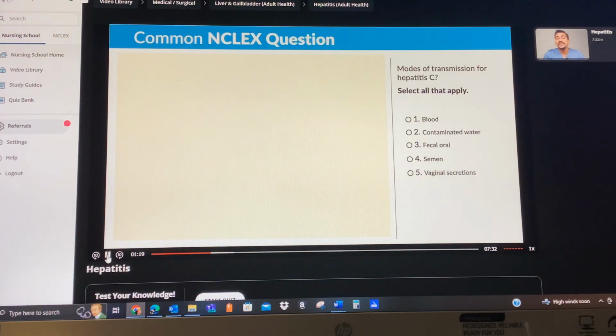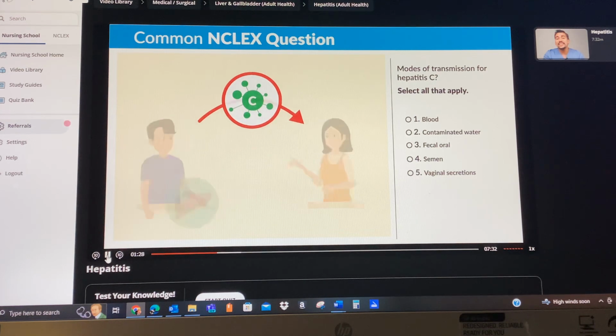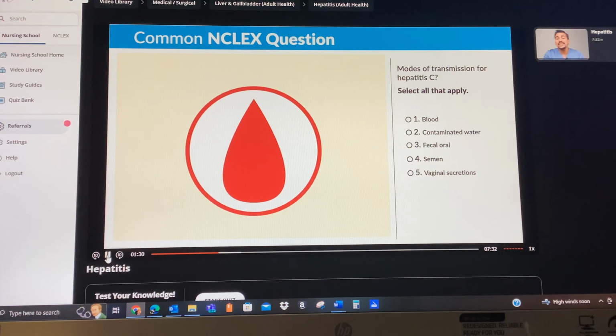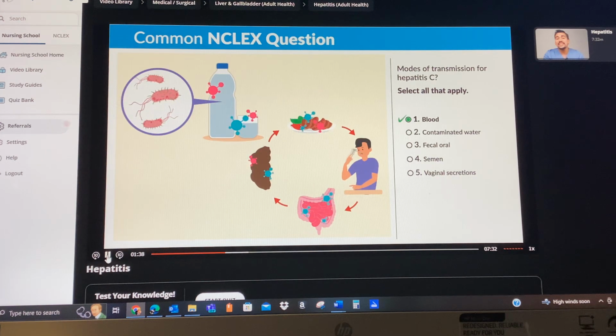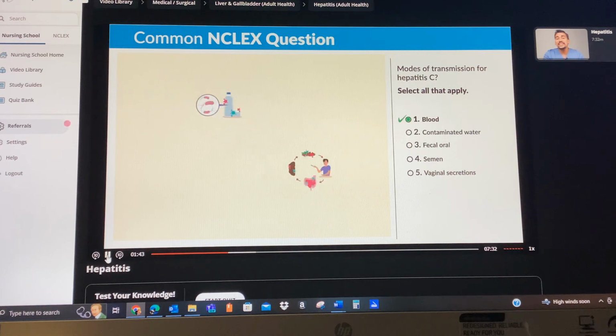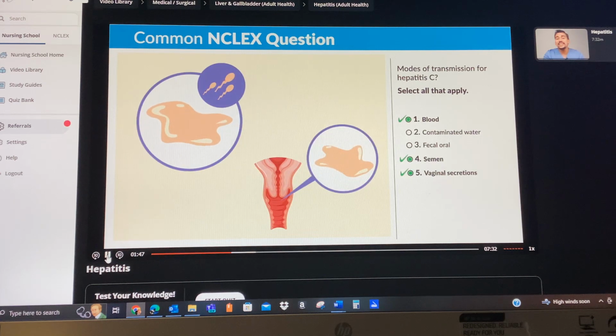So a common NCLEX question talks about modes of transmission for hepatitis C. Select all that apply. So just think hepatitis B and C is from blood cultures, B and C, as well as body fluids. So option number 1, blood, is correct. Option 2 and 3 are incorrect here. Remember, we're looking for blood and body fluids. And option 4 and 5, semen and vaginal secretions, yes, that is correct for hepatitis C.